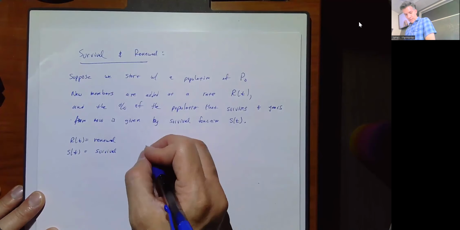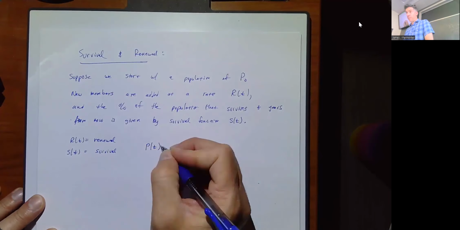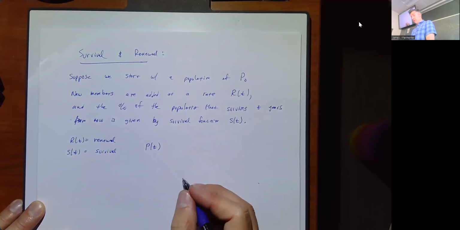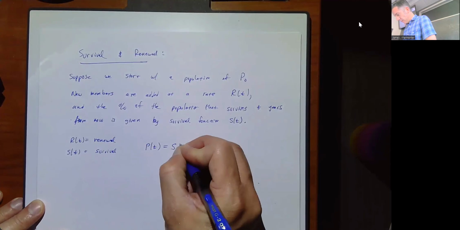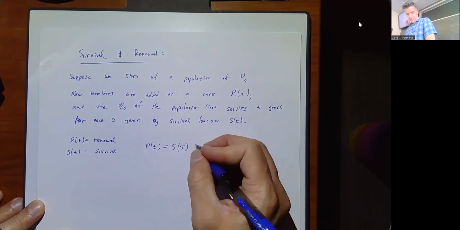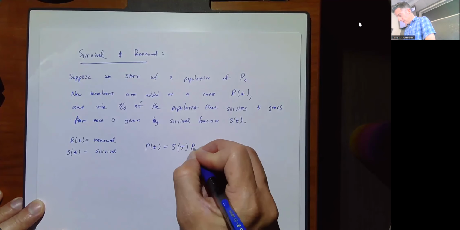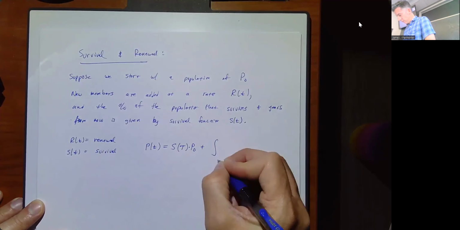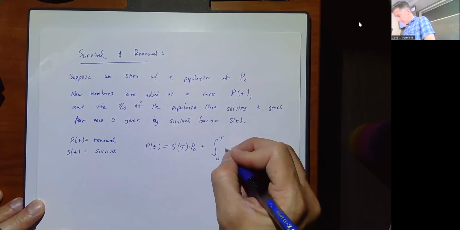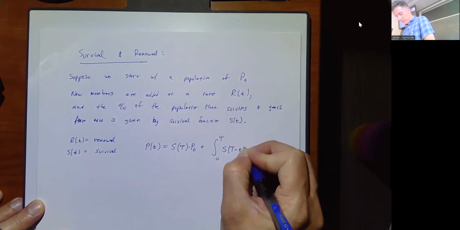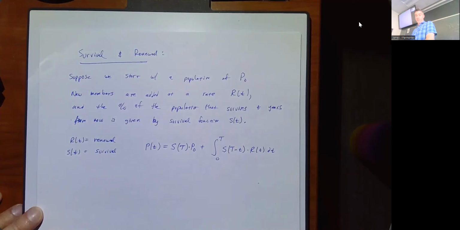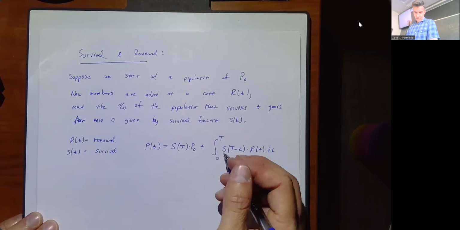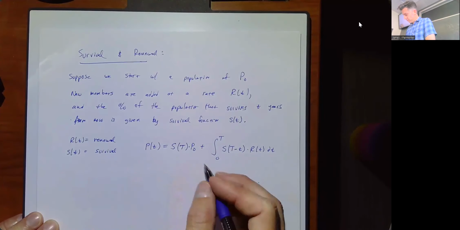And so we end up with the equation that P of T, the population at time T, and again, I don't think you need to memorize this formula unless your professor says otherwise, is S of capital T, which is different than little t, times P naught, plus the integral from 0 to capital T of S of capital T minus little t times R of little t dt. And let's talk about what things are.